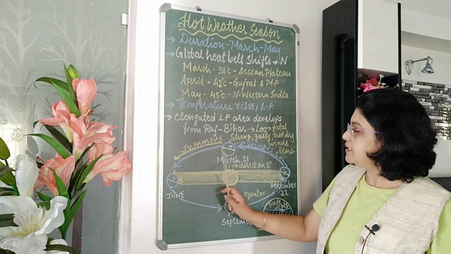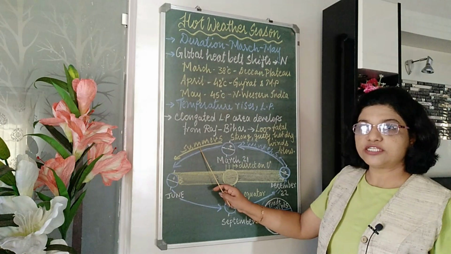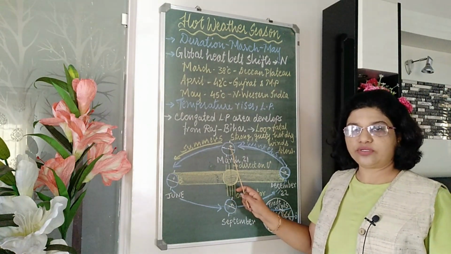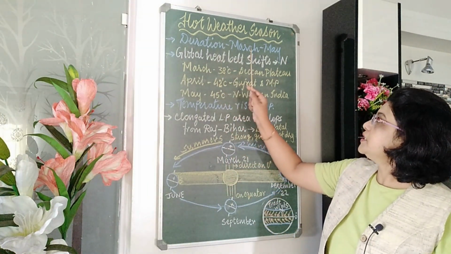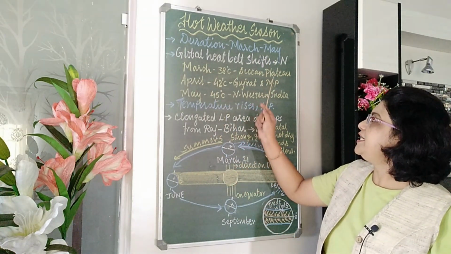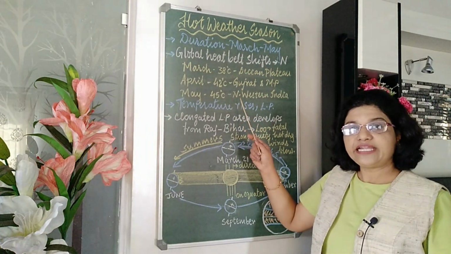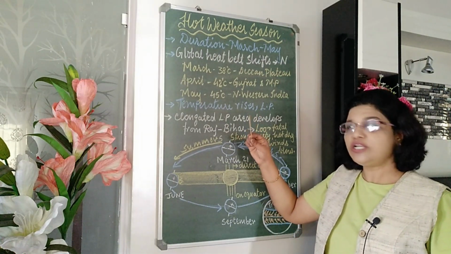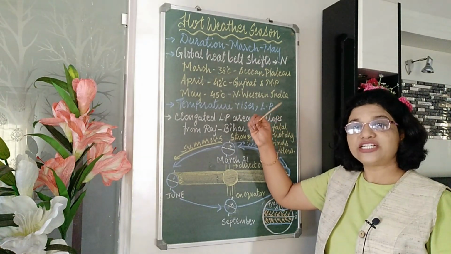This is the period of the revolution of the earth when we have summers, because we are in the northern hemisphere. Other countries which are in the northern hemisphere may also experience summer. So from March to May we have the summer season, and the global heat belt shifts. How do we come to know that the global heat belt is shifting? We see that from the southern part of India towards the northern part of India, slowly with the months like March, April, May, the heat starts shifting.